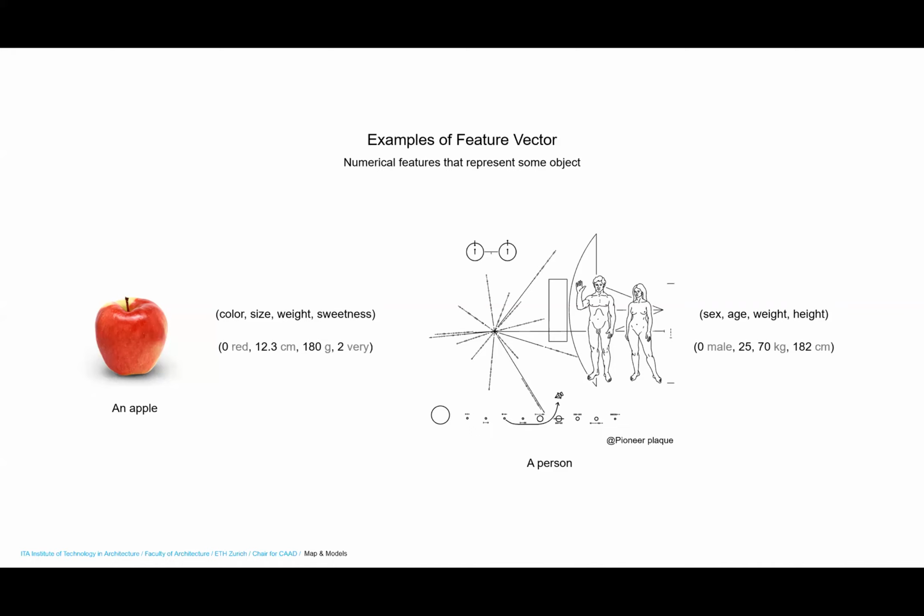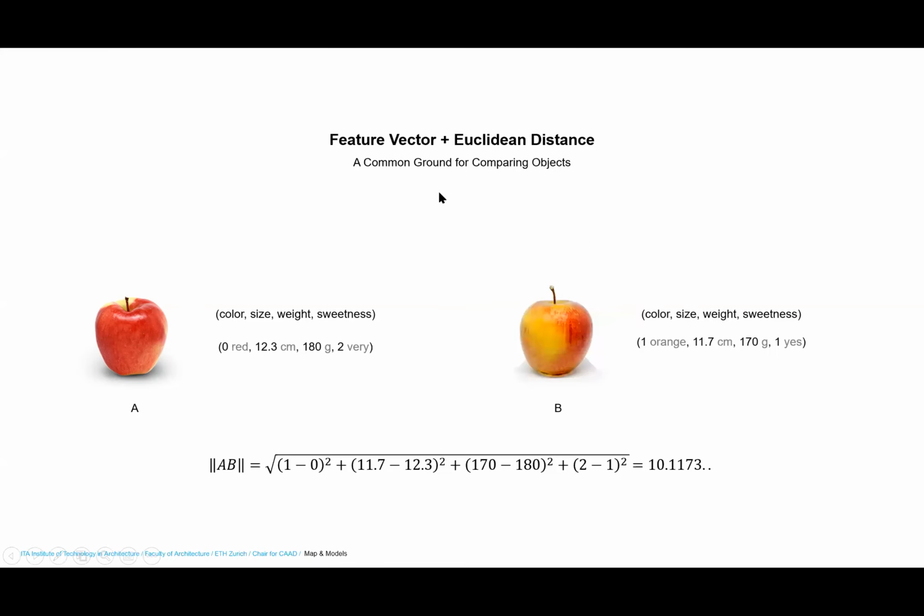So basically we are describing an object using certain properties, and each property can be represented by a value. The collection of all these properties, we treat as a feature vector, which is the numerical representation of an object. And coming back to the Euclidean distance.